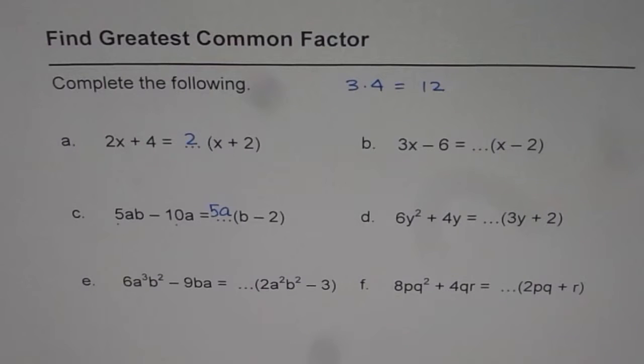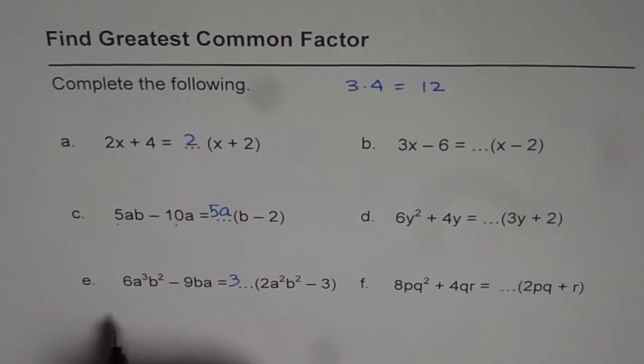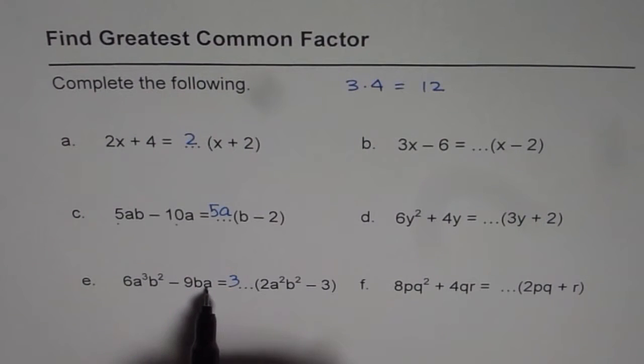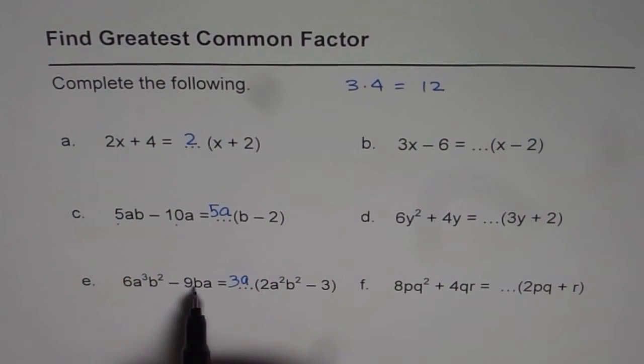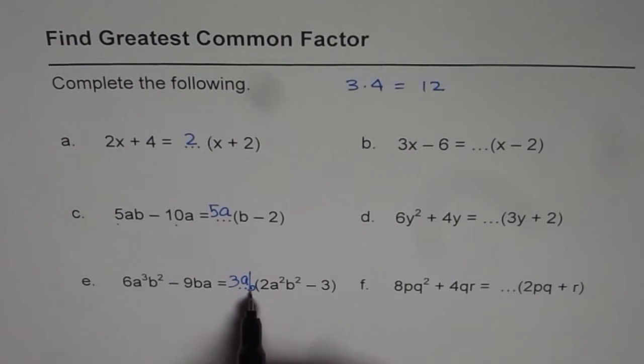Now let us try to understand factoring. Here, let's apply what we learned in A and C. So what is the common factor between 6 and 9? Number 3, right? So let's write 3 here. Now in the variables, we have a cubed and a. So a is a common factor. We can write a. And then we have b squared and b, so b is also a common factor. So 3ab is the greatest common factor between these two terms.